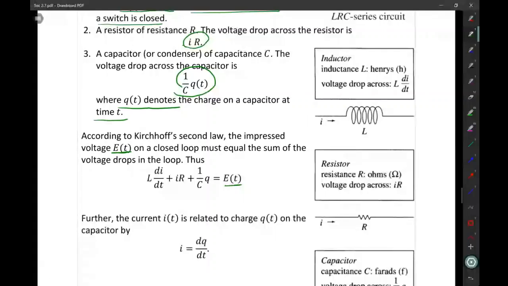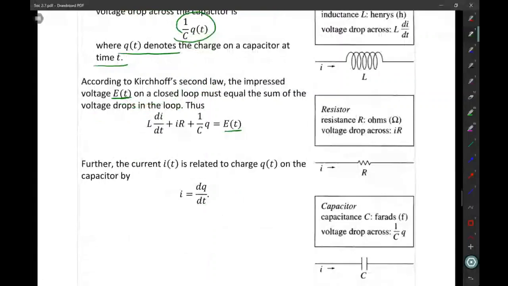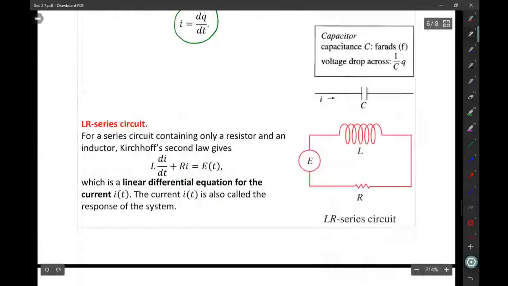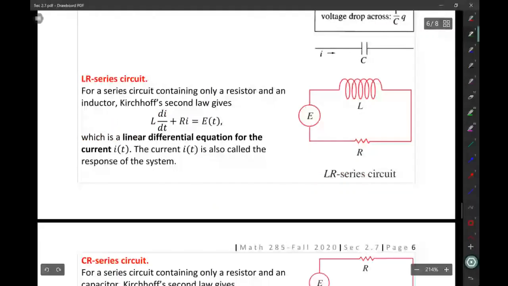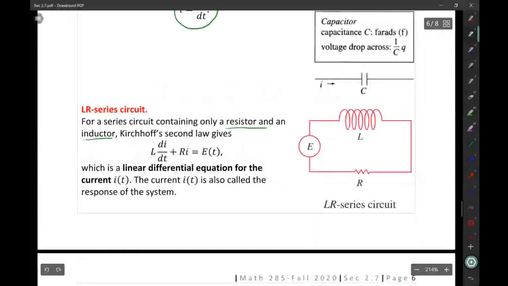Okay. Now I is equal to dq by dt here. We will go back and use this application later on, but we need to see the LR series circuit. Now assume that the series has only a resistor R and an inductor L.